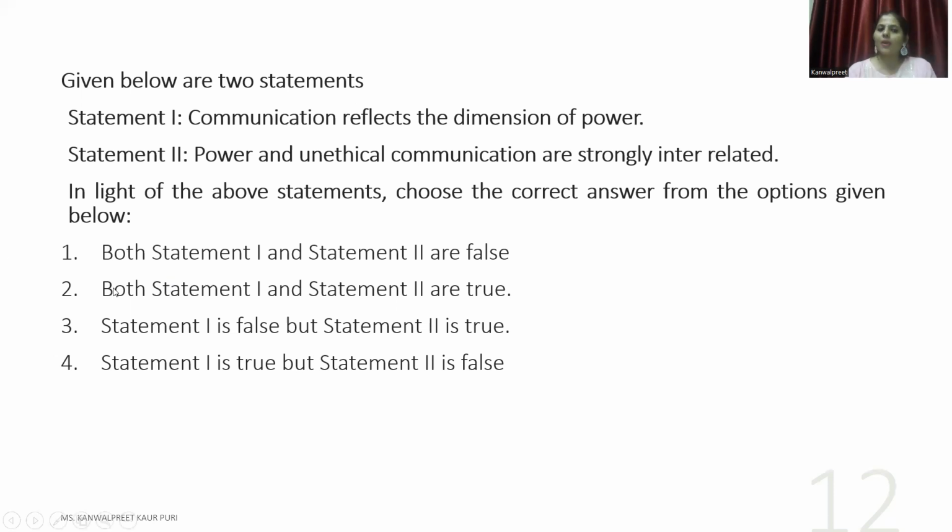So option number 1, both statements are false? No. Both statements are true? This is also incorrect. Statement 1 is false, but statement 2 is true? This is incorrect. So here the correct option is option 4: statement 1 is true, but statement 2 is false. So understand the keywords: power, unethical, interrelated. So this becomes very easy to answer.